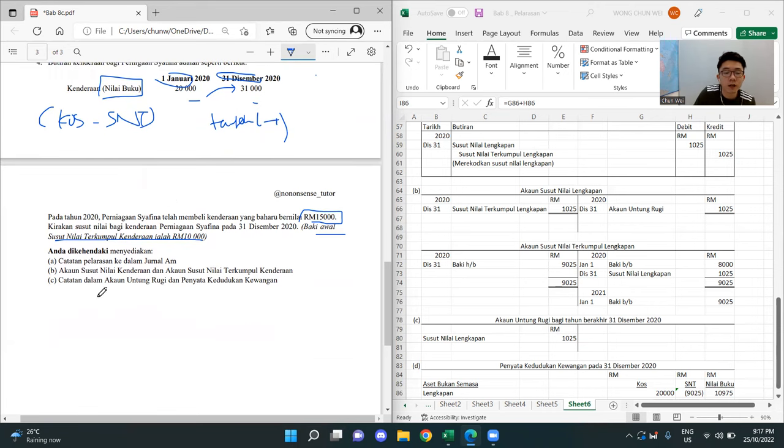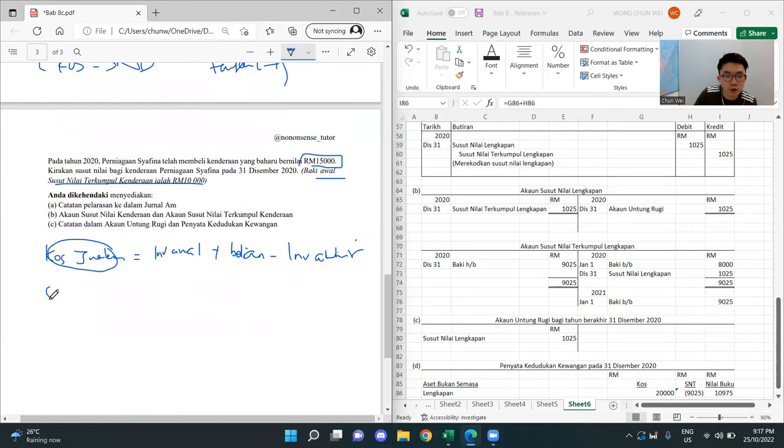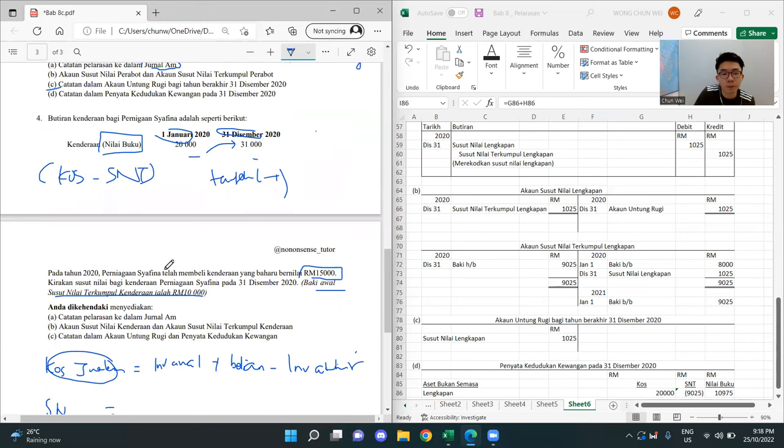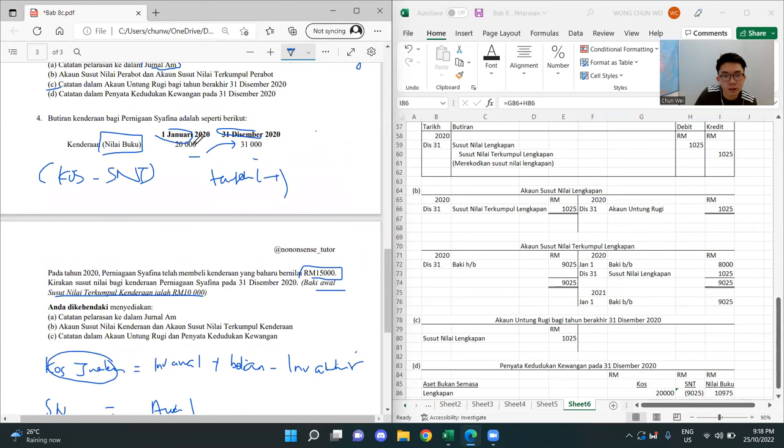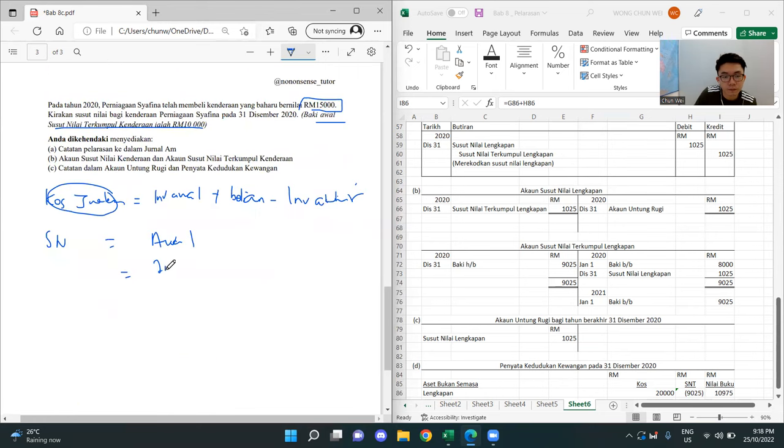So this one is just like when you're calculating your cost jalan. Remember how to calculate your cost jalan? Use your inventory awal, plus your belian, lepas tu tolak your inventory akhir. Then you get the cost jalan. So now, for this formula, we want to find the susut nilai kenderaan. Same thing, we use the baki awal. So here the awal is 20,000.